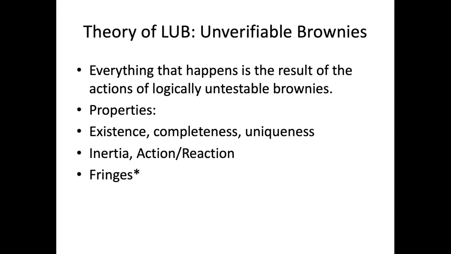So everything that happens is a result of the action of logically unverifiable brownies. So you just raised your eye. A brownie wanted you to do that and made you do that. And another one acted against that. Which one was dominant? The one that actually made you do it, right? So then there's the principle of fringes, which is one that's debatable and people argue about, which is that illness is produced by the frangulation of brownie fringes.